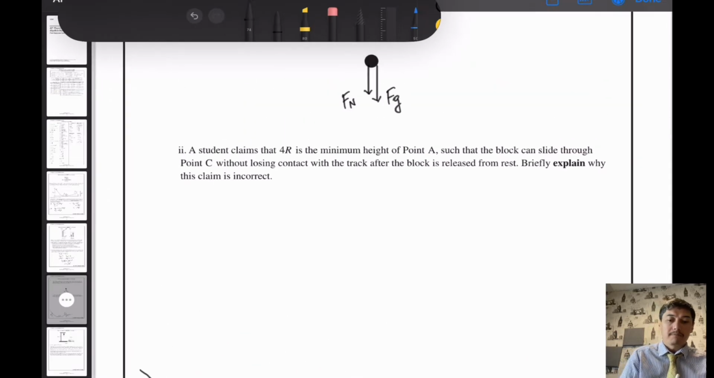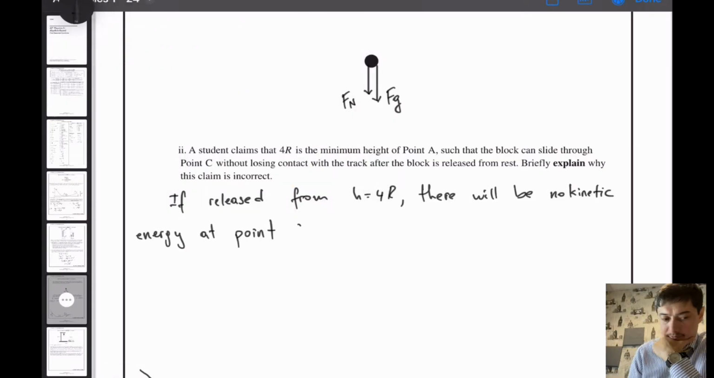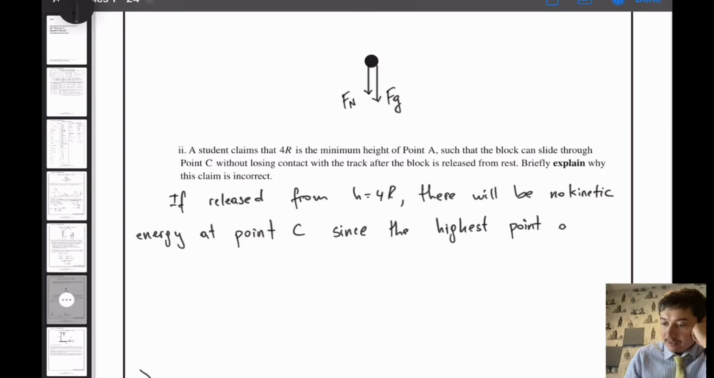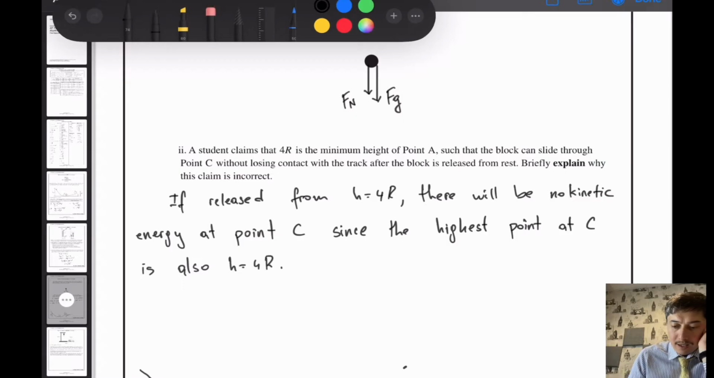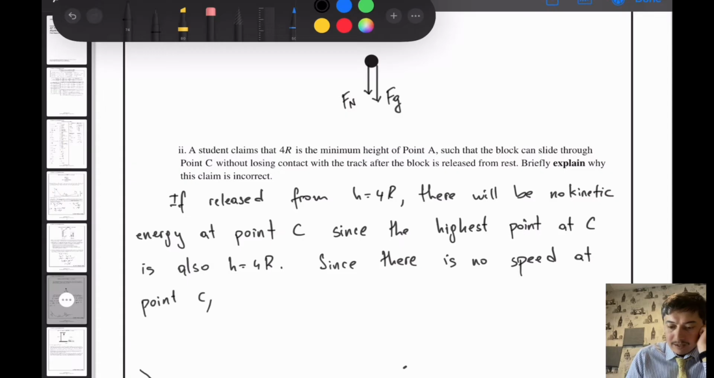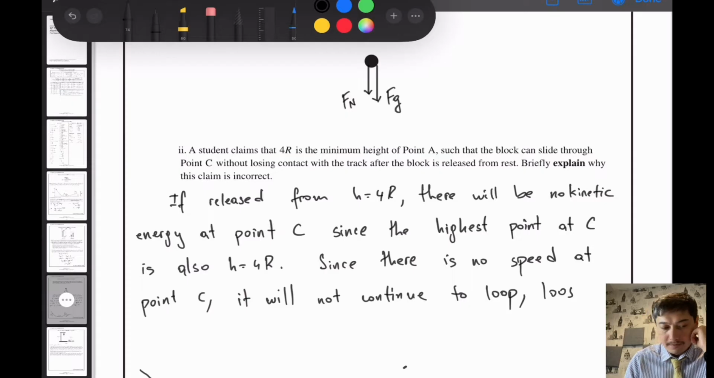So what do we write here? If released from 4r height, there will be no kinetic energy at point C, since the highest point at C is also 4r. Since there is no speed at point C, it will not continue to loop. It will lose contact with the track and fall down.